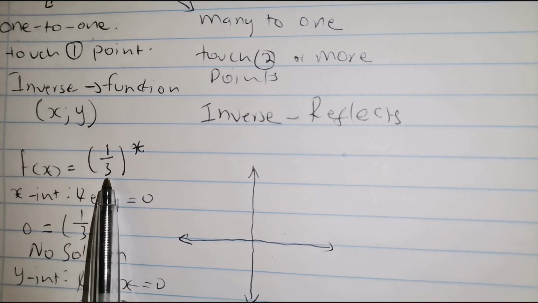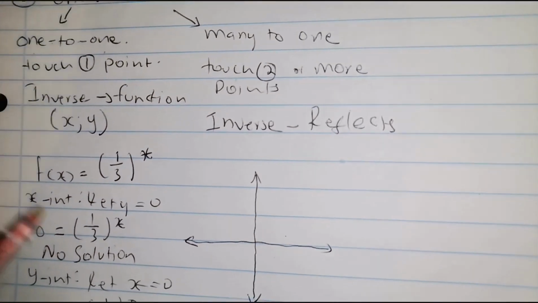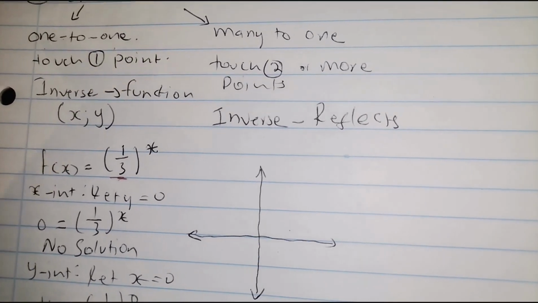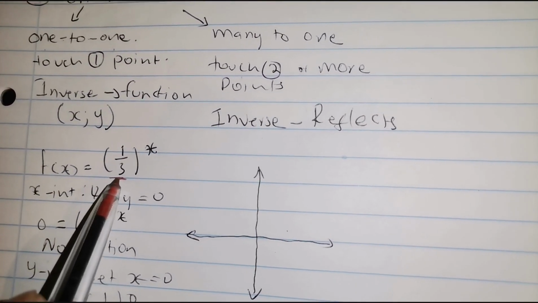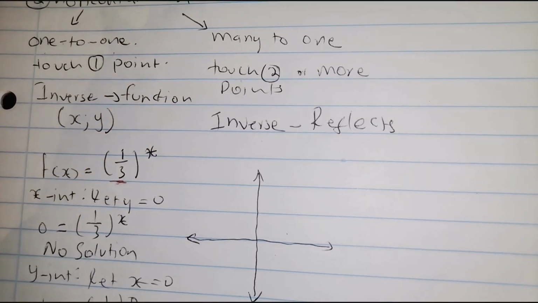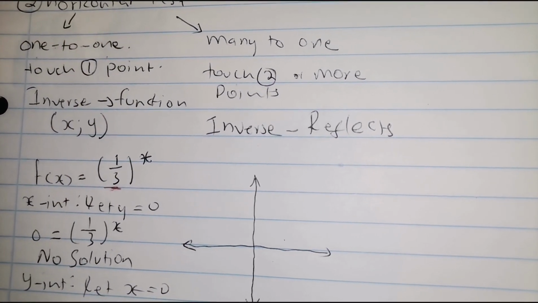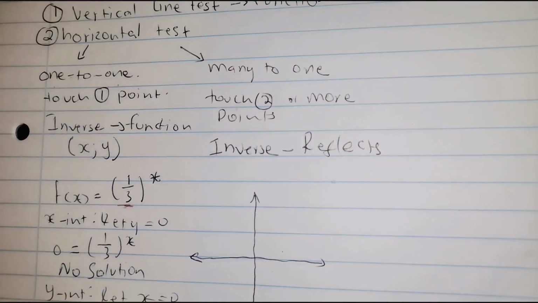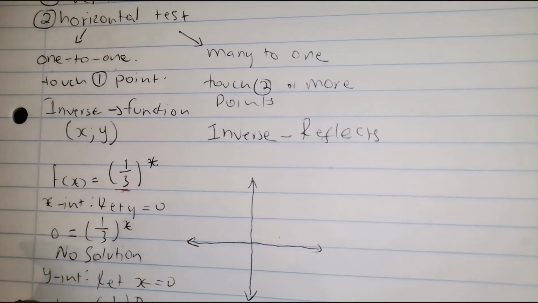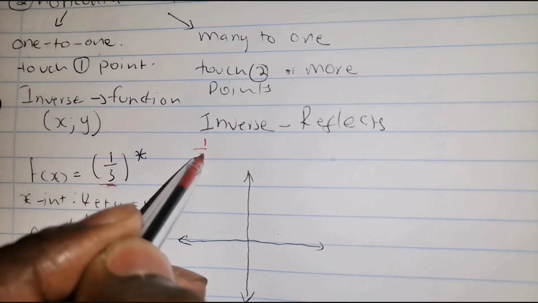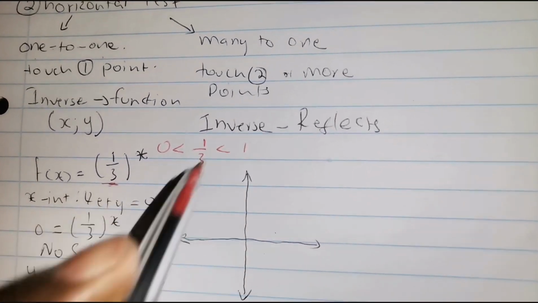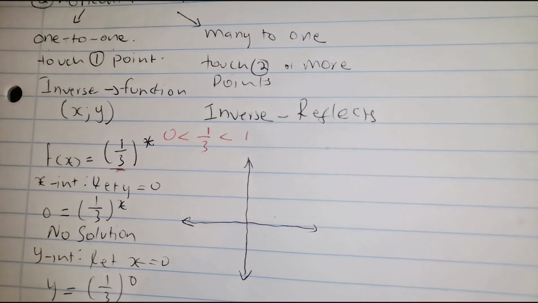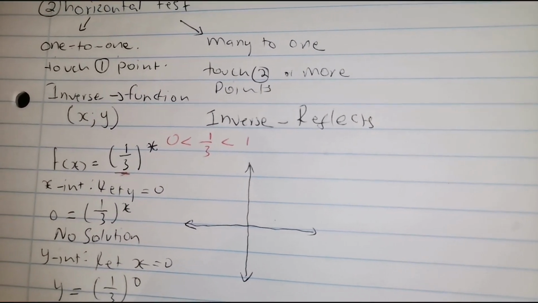Guys, remember, we said that when the value of a is a fraction, that means our graph is decreasing. Now the value of a is a fraction. How will the graph look? This graph is decreasing, because 1 over 3 is bigger than 0 and smaller than 1. Then you need to know how my graph will look.